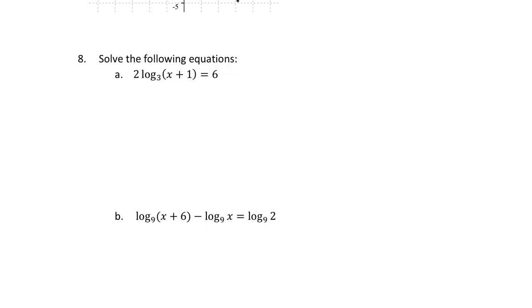Okay, question 8, part A. Solving a logarithm equation involves using a base on both sides, but we have to get this logarithm by itself. So I'm going to divide by 2. Now we can get rid of that logarithm using, in this case, a base 3. And then subtract 1.